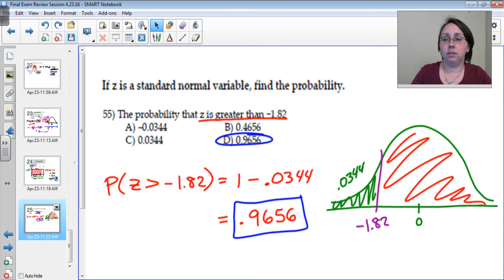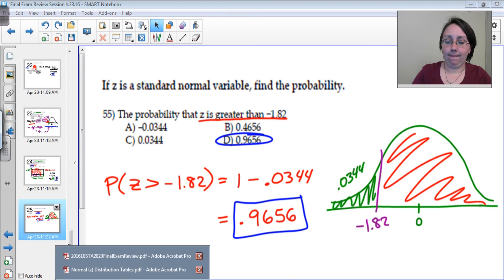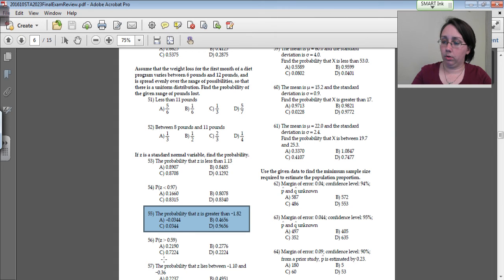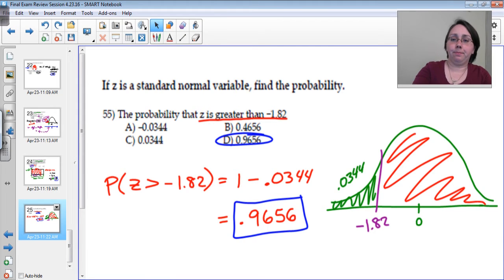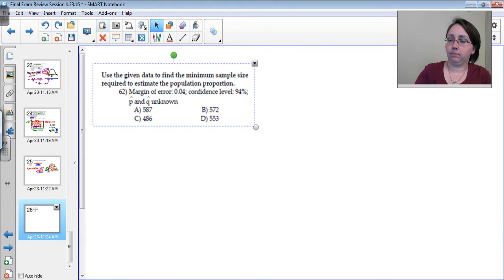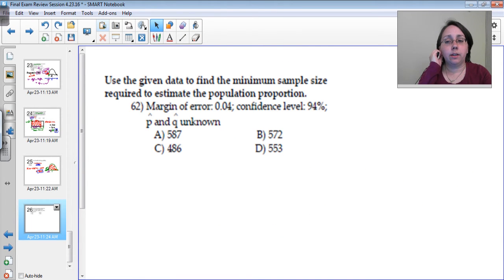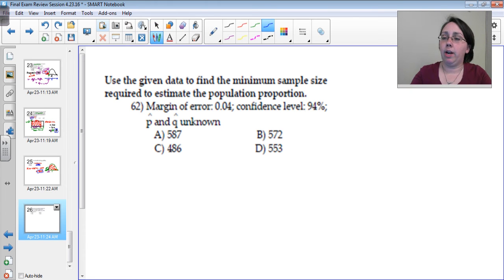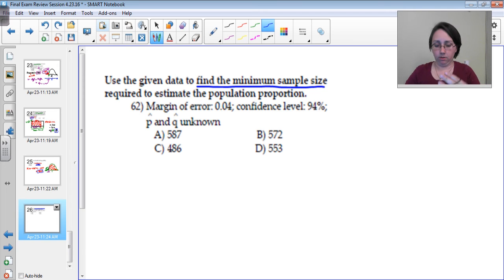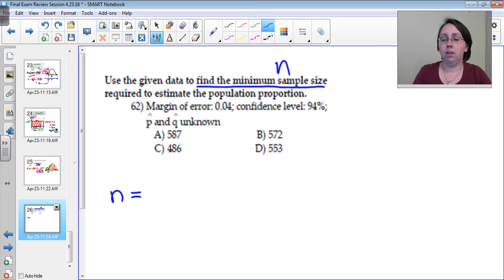All right, what else? Should be 62. All right. Use the given data to find the minimum sample size. You're trying to find the minimum sample size. What does that mean? What symbol are you looking for? N. Very good. How do you find N when you're involving P and Q? Formula. So formula sheet here, people.